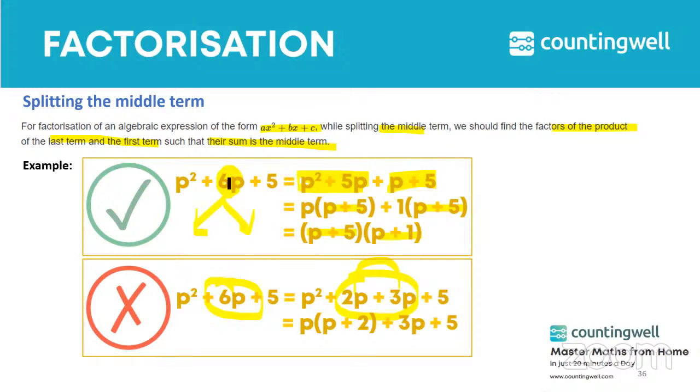So the trick here is you have to split 6p such that if you multiply the two constants, you will get the constant term, the last term. Here we have 3 twos are 6, but the last term is 5. So you can see 5 into 1 is 5 and 5 plus 1 is 6.